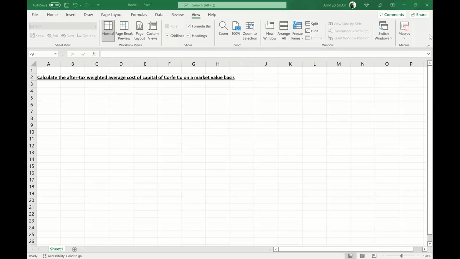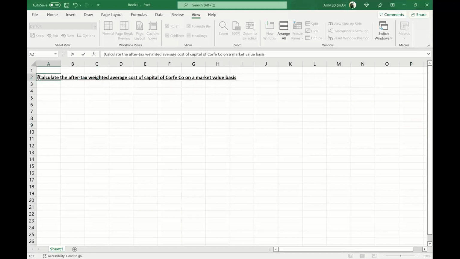Okay, so calculate the after-tax WACC of Corfez on a market value basis. This is part A, and this is the first requirement, which I'm doing according to the technique just discussed with you.